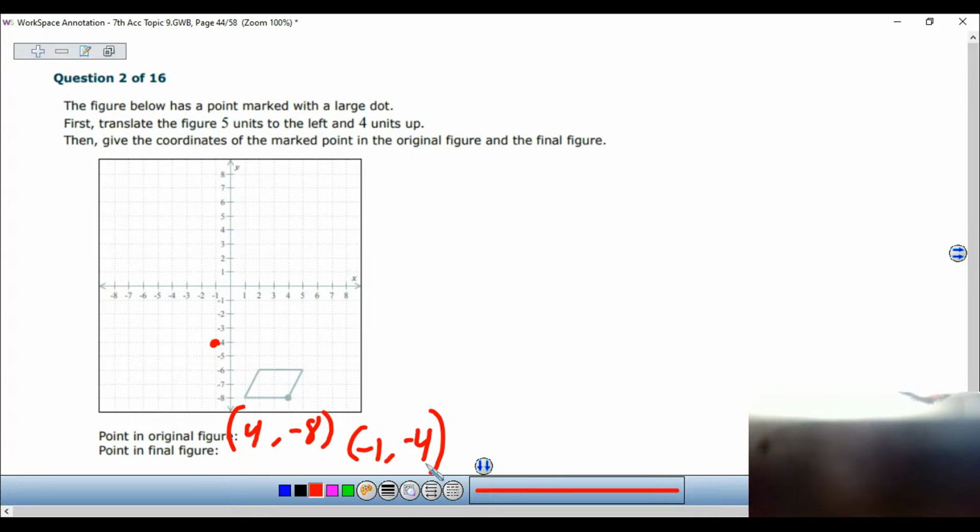Yeah, 7th grade accelerated is what we're doing here. So really, this is 8th grade math.